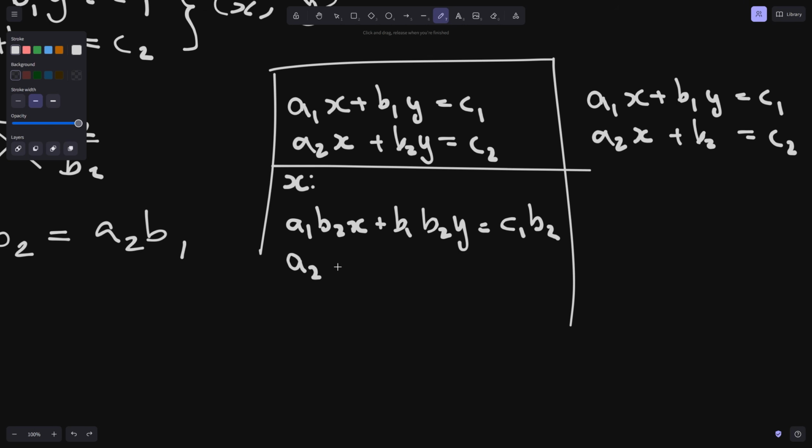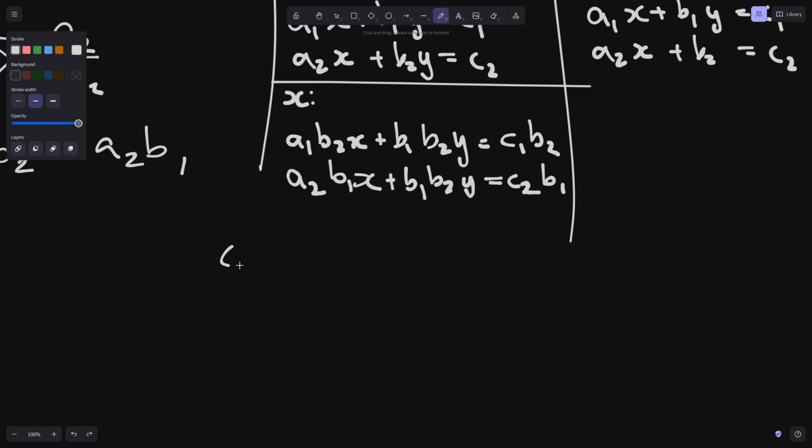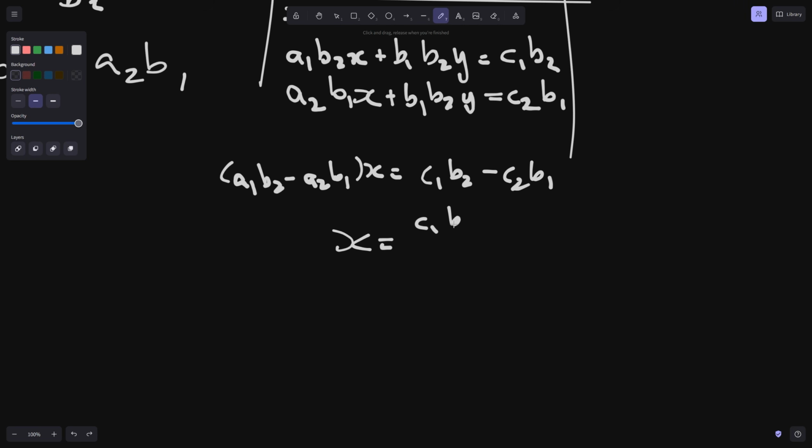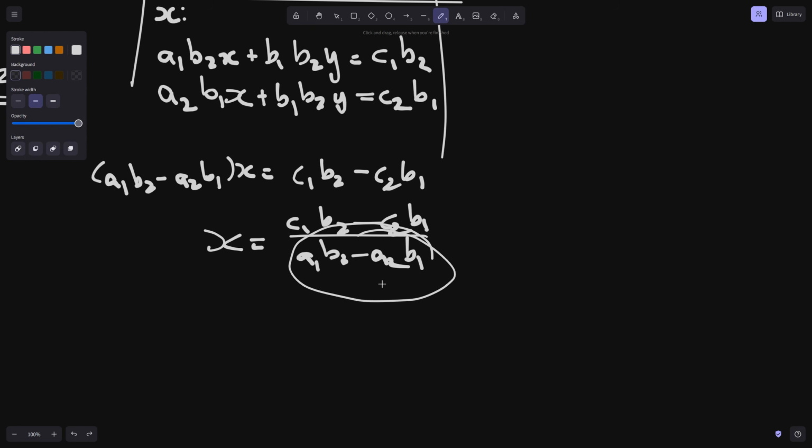We multiply the bottom equation by b1. And we now see that these two are equal. So now when we go to subtract the equations from each other, they cancel out. And so when we take the difference of these equations, we get (a1 b2 minus a2 b1) x is equal to c1 b2 minus c2 b1. And so x is therefore equal to (c1 b2 minus c2 b1) over (a1 b2 minus a2 b1). So this is now why it's important that these two aren't equal. If they are equal, then this value is 0, and so this would be undefined as a result.